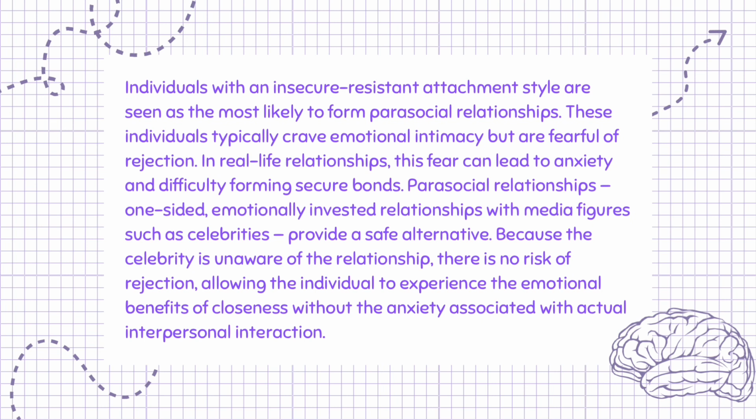Individuals with an insecure-resistant attachment style are seen as the most likely to form parasocial relationships. These individuals typically crave emotional intimacy but are fearful of rejection. In real-life relationships, this fear can lead to anxiety and difficulty forming secure bonds. Parasocial relationships, one-sided, emotionally invested relationships with media figures such as celebrities, provide a safe alternative. Because the celebrity is unaware of the relationship, there is no risk of rejection, allowing the individual to experience the emotional benefits of closeness without the anxiety associated with actual interpersonal interaction.